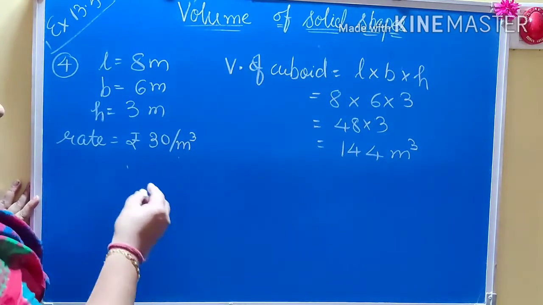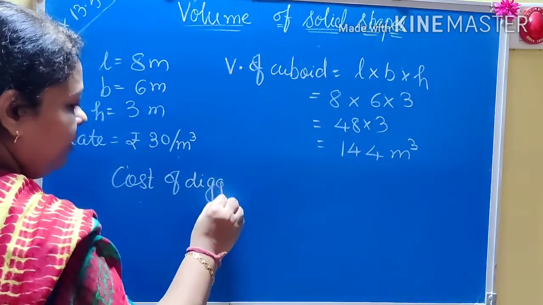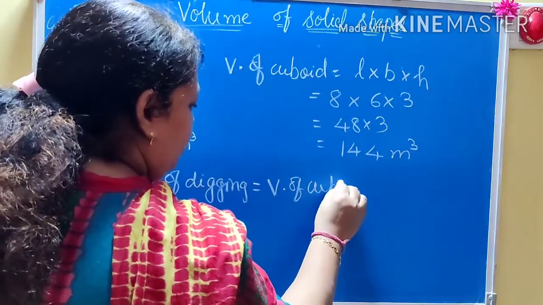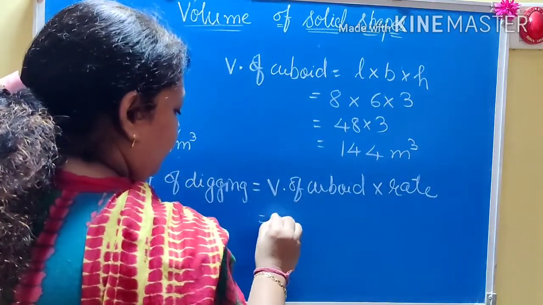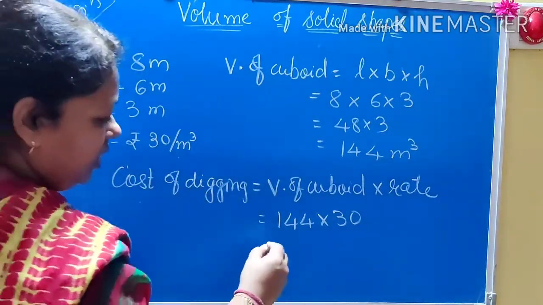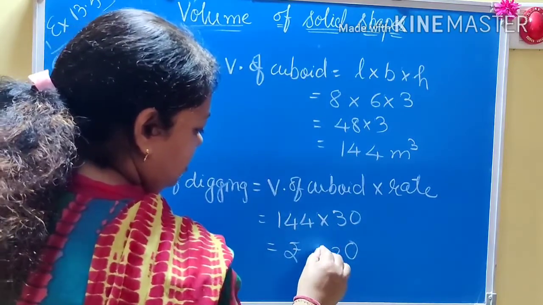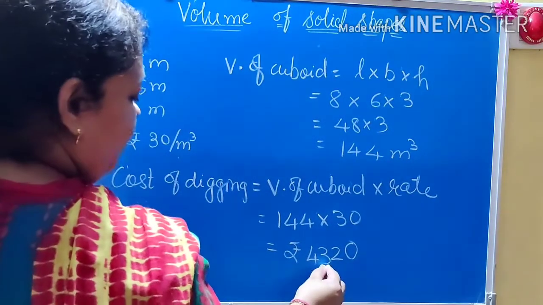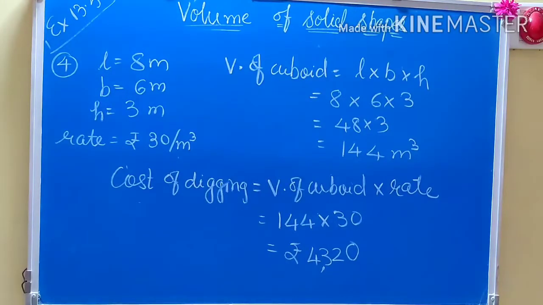Now you have to find the cost of digging. The cost of digging that cuboidal pit is equal to the volume of the pit into the rate. So simply multiply 144 by 30. 30 is the rate per meter cube. So it will be rupees 4,320. That will be the cost of digging the cuboidal pit of given dimensions.